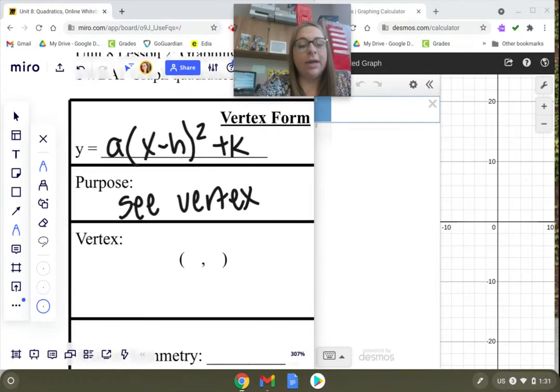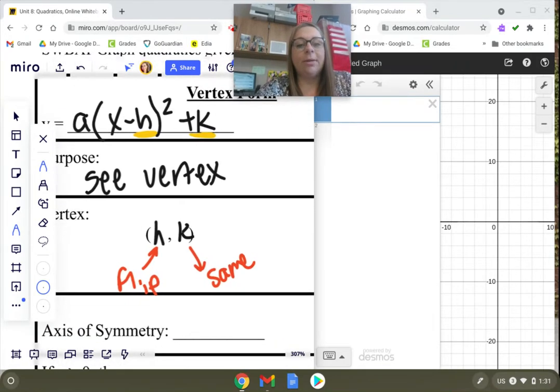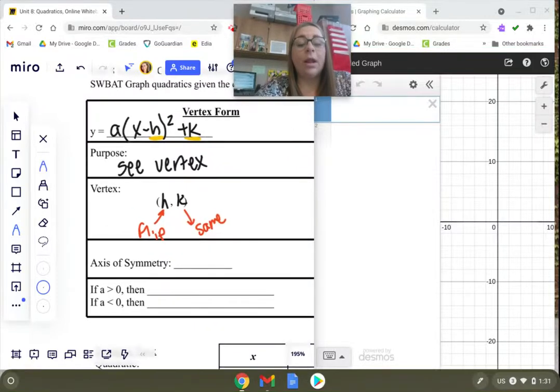Okay, so the vertex is (h, k). But you have to flip the value for h, meaning if it's positive, make it negative. If it's negative, make it positive. But then the value for k stays the same. You'll see what I'm talking about when we do an actual example. The axis of symmetry is x equals whatever the x value is, so in this case, it's whatever h is.